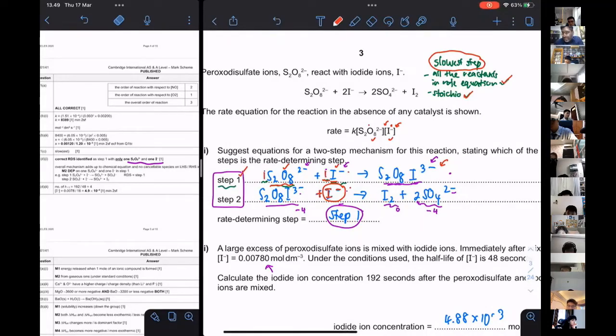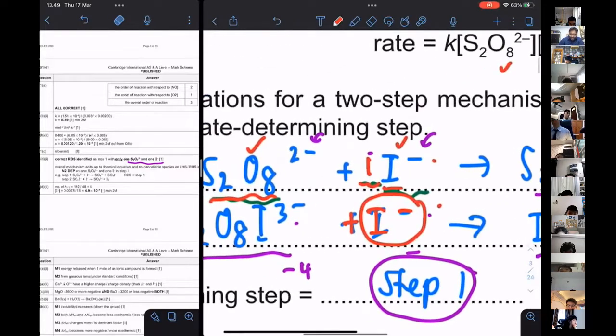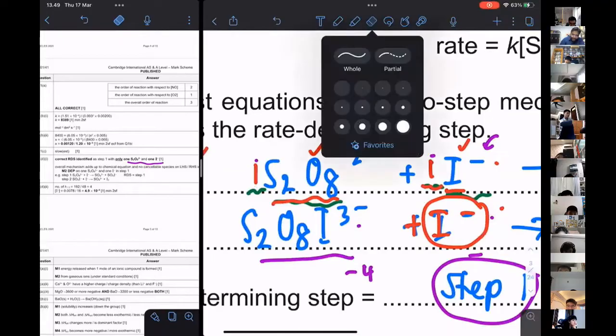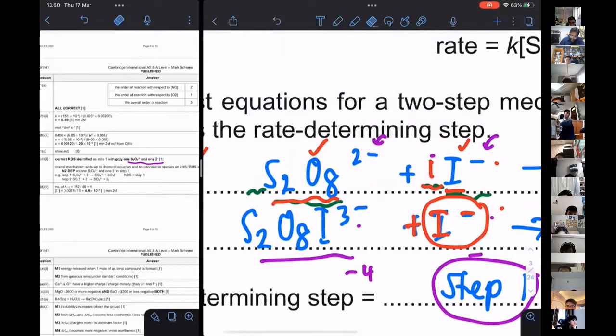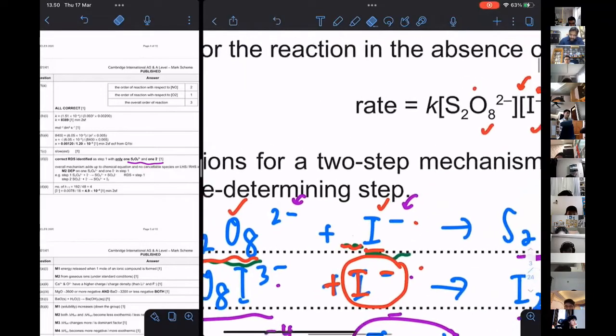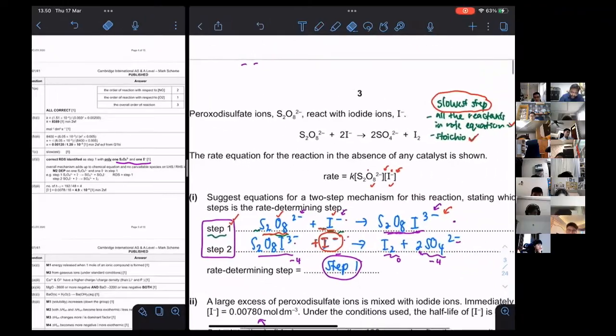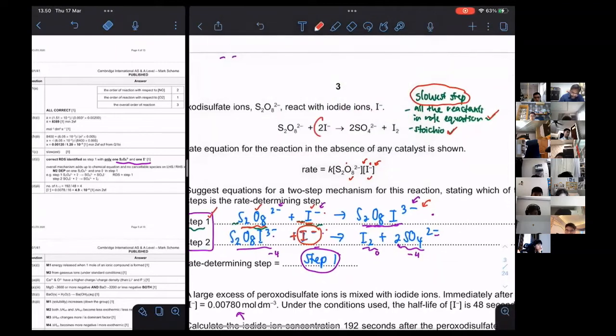That is very important. What do students do? Students misunderstood that, and they will end up doing this. Oh, I know that this is going to be to the power of 2, so I put 2 over here. Students put 2 over there. That is wrong. You must put 1 only, because you follow the rate equation.